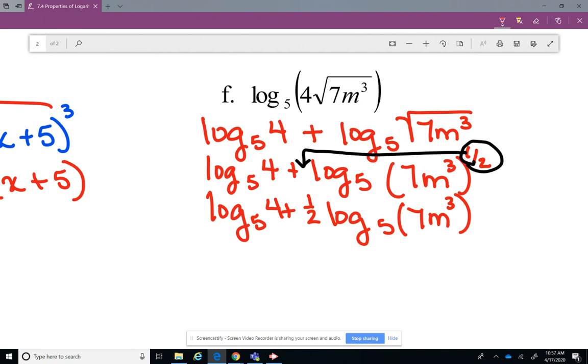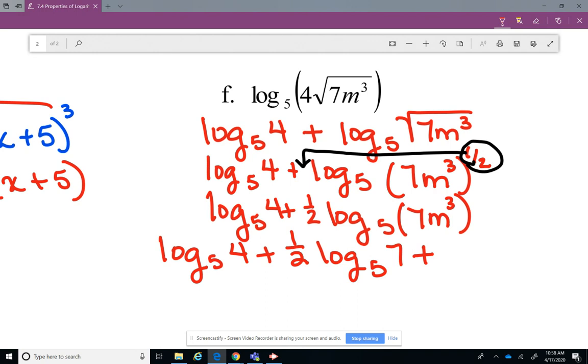All right, so let's see, what else do we need to do? Well, the 7m cubed basically just needs to be separated out because anything that's being multiplied has to be separated out and a plus sign has to be put. So we're going to do log base 5 of 4 plus 1/2 log base 5 of 7. All right, put your plus sign. Do that 1/2 again. 1/2 log base 5 of m cubed. All right, that looks pretty good.